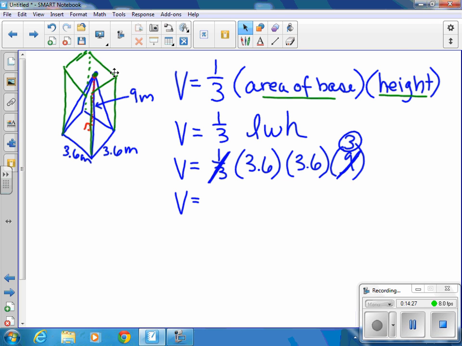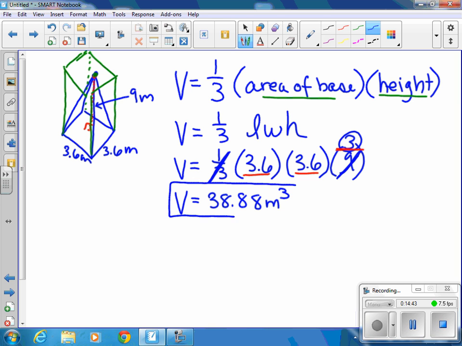Let me do another color again. I just have to multiply by 3.6, 3.6, and 3. So when I do that math, it comes out to be 38.88 meters cubed. Because again, it's still volume, it's still 3-dimensional, so it's meters cubed.